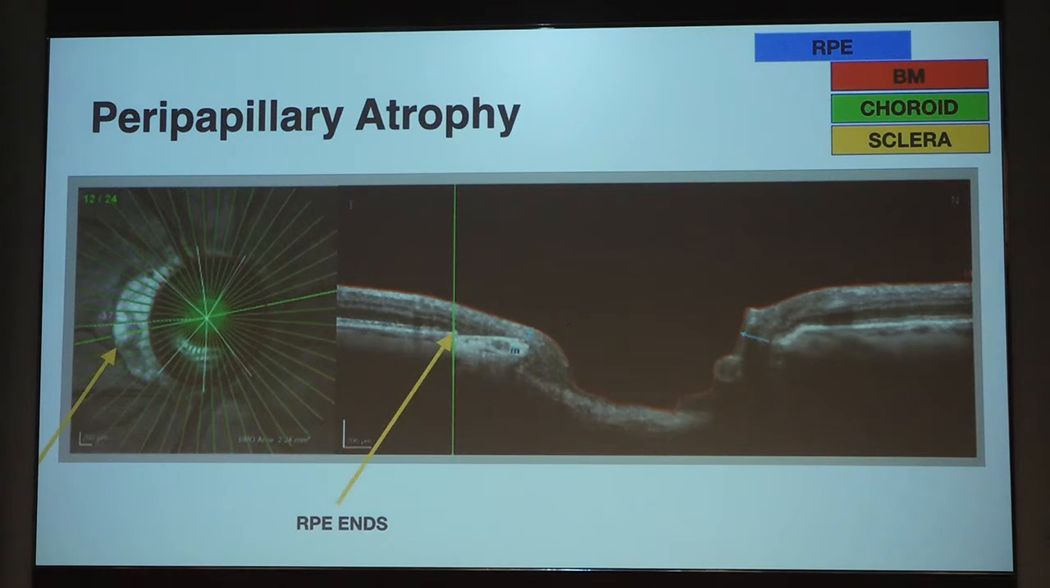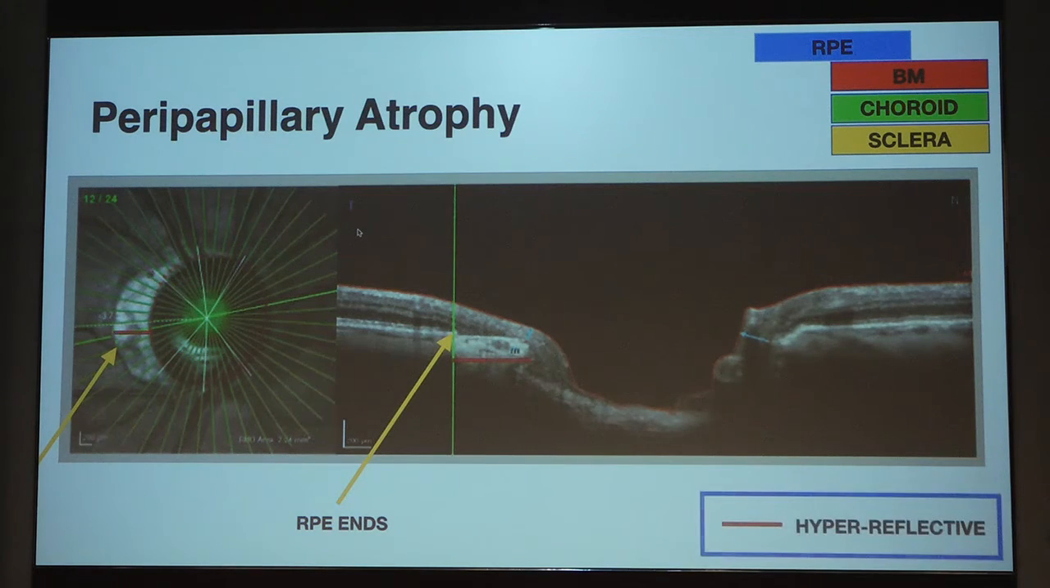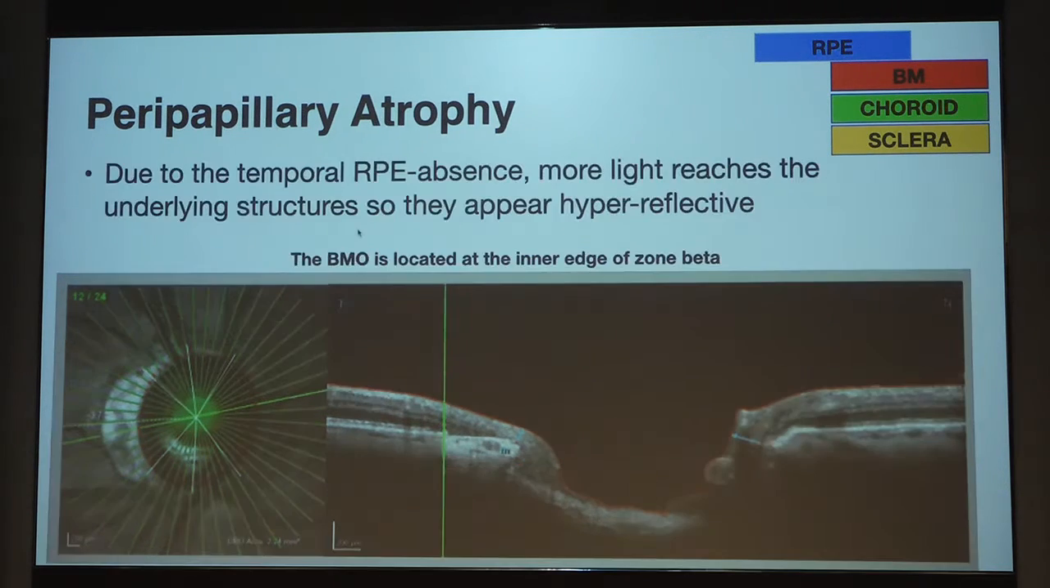Now peripapillary atrophy, you can see the RPE ends here, but the BMO comes up to here. So I have made this slide here on top. RPE ends, but then the BM, choroid and sclera continue up till here. So now this area is the hyperreflectance area in peripapillary atrophy. Due to the temporal RPE absence, in this area the RPE is absent, so more light reaches the underlying structures, so they appear hyperreflective. So this is that area, and this is the alpha and this is the beta.